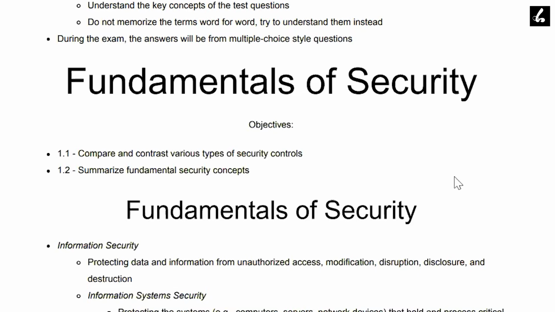Okay, so the first one is the fundamentals of security. What are the basic fundamentals of security? The objectives here are to compare the different types of security controls and summarize fundamental security concepts. Why are security controls required? Because we need to mitigate vulnerabilities. Security controls can be antivirus, patching of servers, IPS, IDS, firewall, routing, alarm monitoring. These are the security controls.